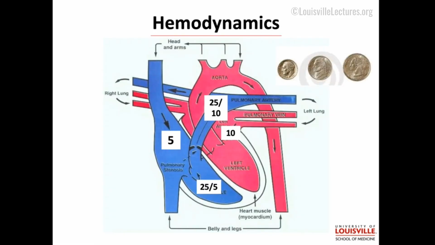You should probably know your hemodynamics and what normals are. I like to use this chart to help me remember. I think of nickels, quarters, and dimes because I use those as my normal numbers. So in my right atrium, it's a nickel, 5 millimeters of mercury. Right ventricle, quarter over nickel. Pulmonary artery, quarter over dime. Left atrium, dime. Those are pretty much your normal pressures. If you have those memorized, then you can know what are elevated.